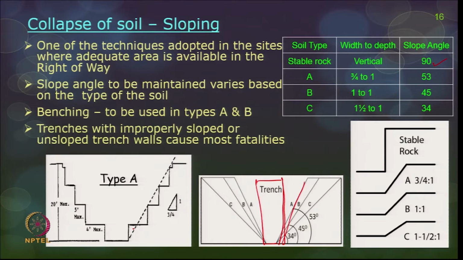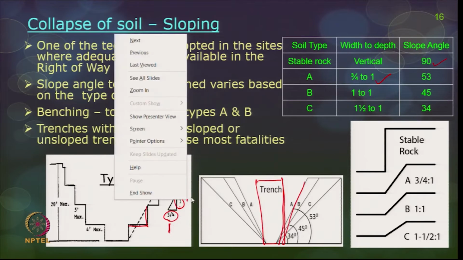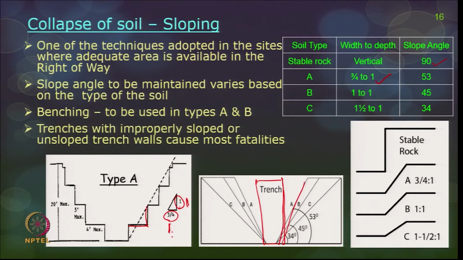Primarily, if you maintain your horizontal width as 3/4 and your vertical as 1/4, this is for type A soil. For B, this will be 1 and this is also 1, and for type C soil, this is 1.5 and this is 1. So, type C soil generally happens like this, and this is your type B soil, which is what is shown here. So, you will have very low slopes for type C, and a little steeper slope for type A soil.